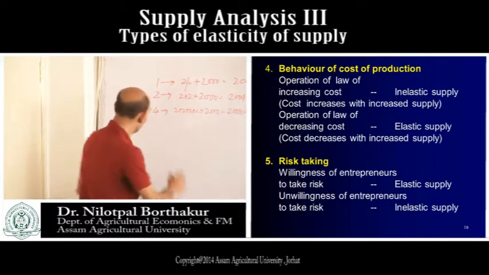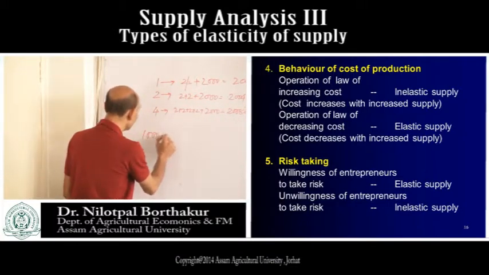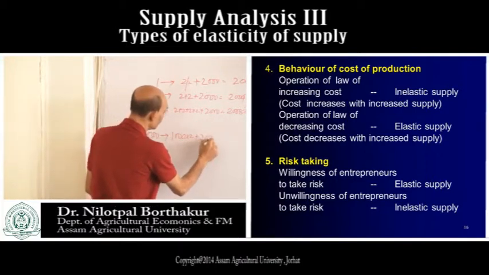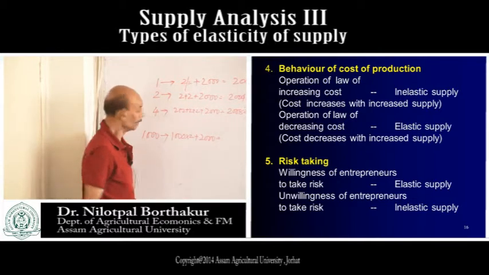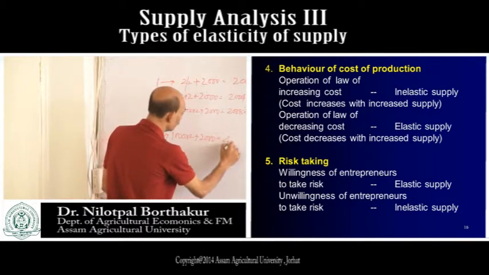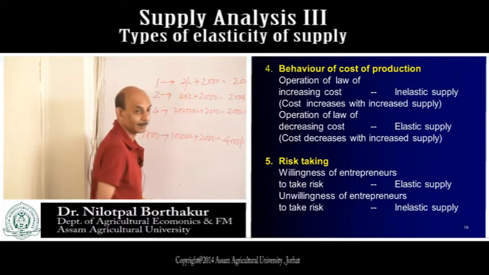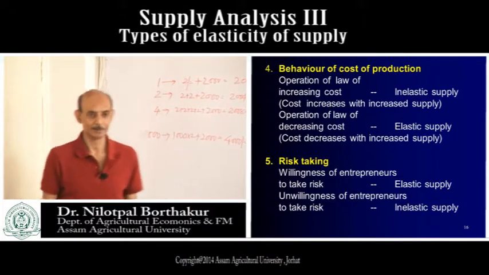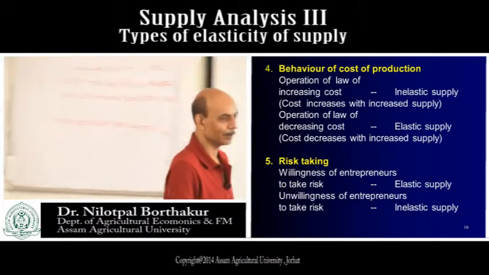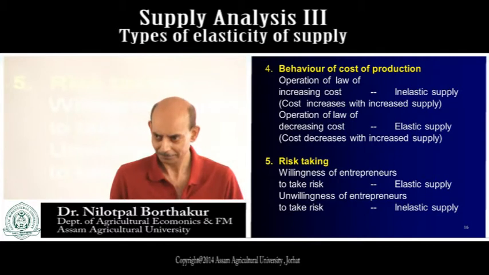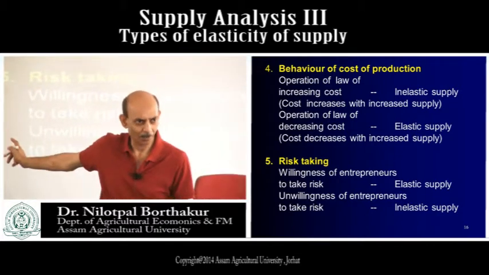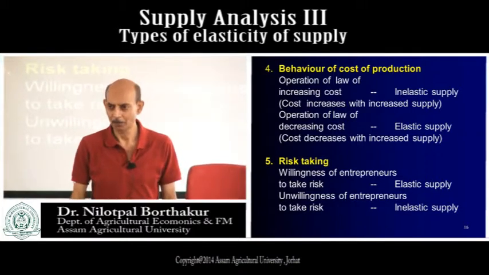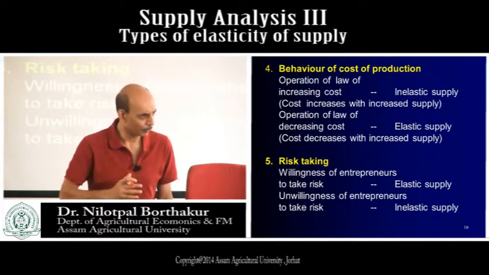It is coming down. If you produce 1,000 breads, 1,000 into 2 plus 2,000, this becomes 4,000, right? Then per unit cost becomes 4 rupees. And you are selling at 10 rupees in the market. This is the law of decreasing cost. Cost decreases as you produce more.